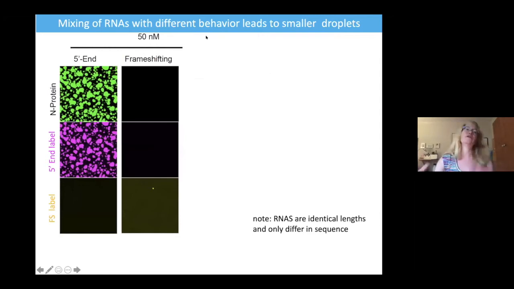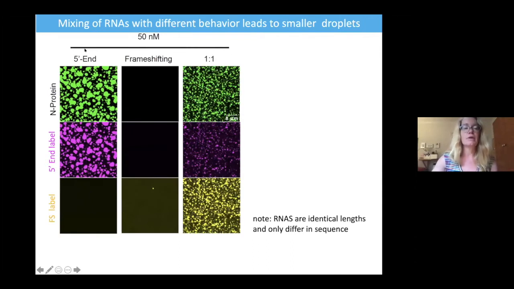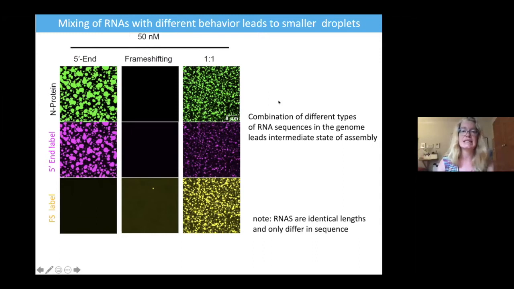So we were interested to know how these two different sequences may act together since they're present together in the genome. So we did the following experiment where we mixed together a mixture of 5' end and frame shifting RNA in a 1-to-1 ratio. And so here you can just see the controls where, again, the 5' end drives phase separation. Frame shifting actually eliminates phase separation. And when we mix them 1-to-1, we actually get an intermediate sized droplet. They're much smaller, and this is indicative of different material states, actually.